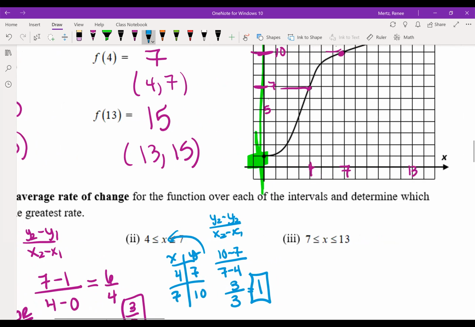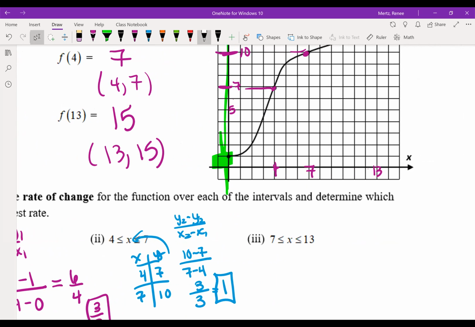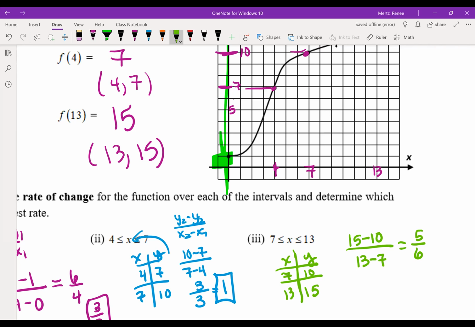And then lastly, we have 7 and 13. So 7 and 13, my y value for 7 is 10. My y value for 13 is 15. So I'm doing my y's being subtracted over my x's being subtracted. So I have 5 over 6.